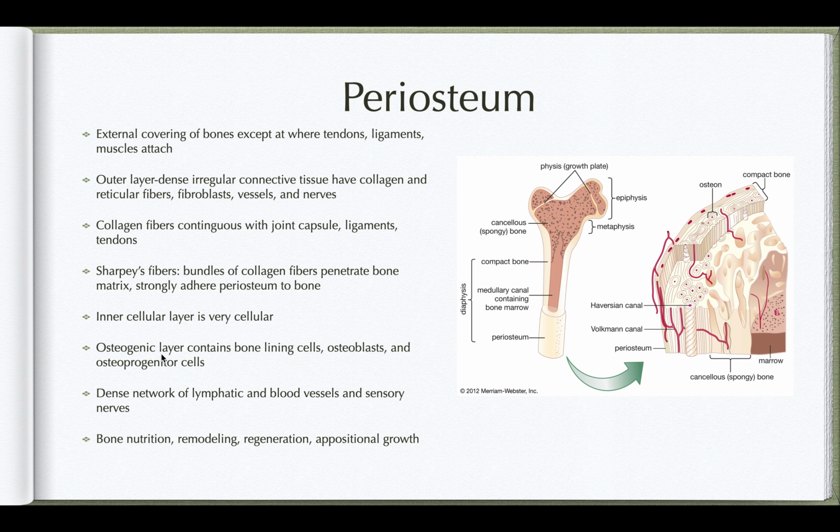The osteogenic layer will contain the bone cells, bone lining cells, the osteoblasts, and the osteoprogenitor cells. It forms dense networks of lymphatics and blood vessels and sensory nerves. And it plays a role in bone nutrition, remodeling, regeneration, and appositional growth.